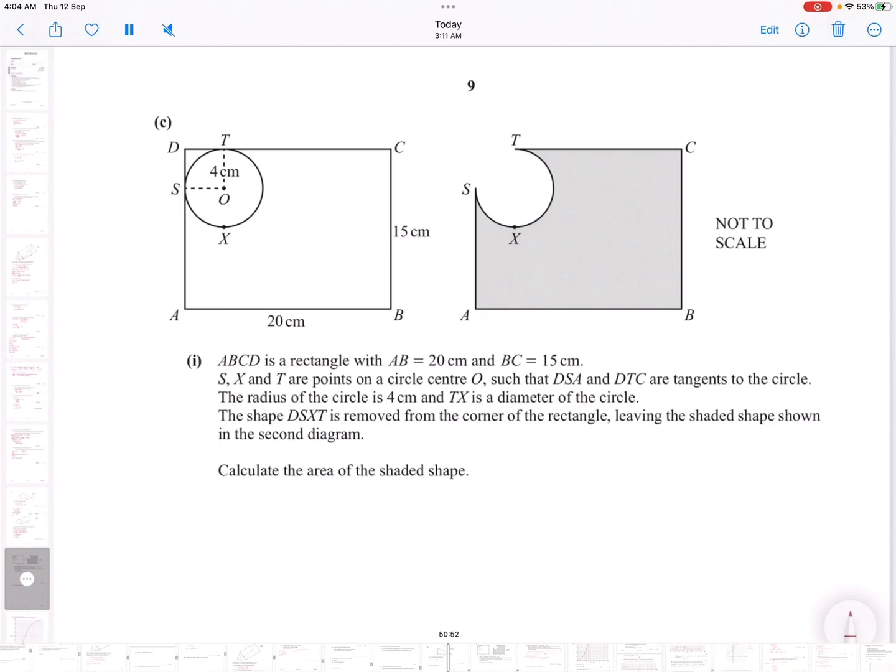ABCD is a rectangle with AB 20, BC 15. S, X and T are points on a circle, center O, such that DSA and DTC are tangents to the circle. Radius of the circle is 4. TX is the diameter of the circle. So the shape DSXT is removed from the corner of the rectangle, leaving the shaded shape shown in the second diagram. Calculate the area of the shaded shape. Okay, not very difficult.